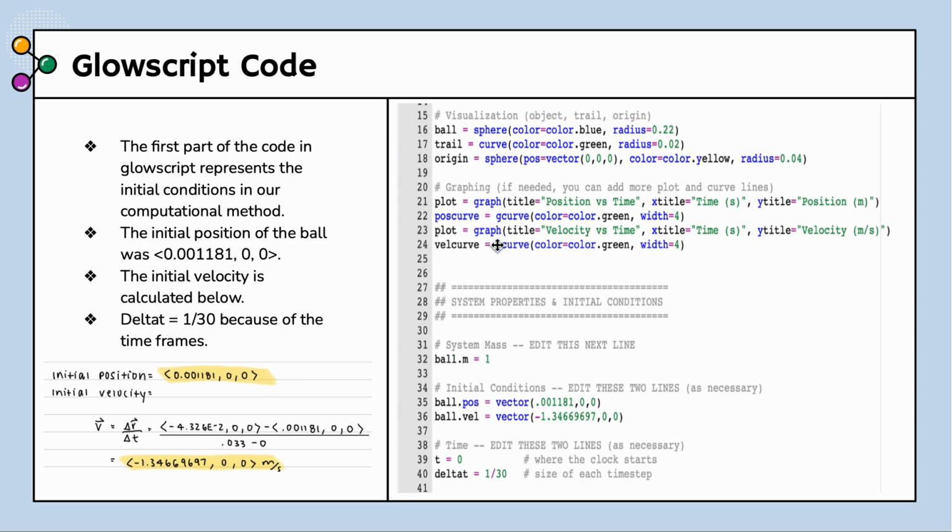This is the first part of my GlowScript code for our computational method. First off, the mass of the ball is left at 1. The initial position, I got from the first row in the Tracker data. Then I calculated the velocity using the same data. I took the second time, which is 0.033, subtracted by the first, and did the same thing for position, and was left with this. Then 0, and the size of each time step, 1/30, because Tracker said there were 30 frames, so the size of each time step would be 1/30.